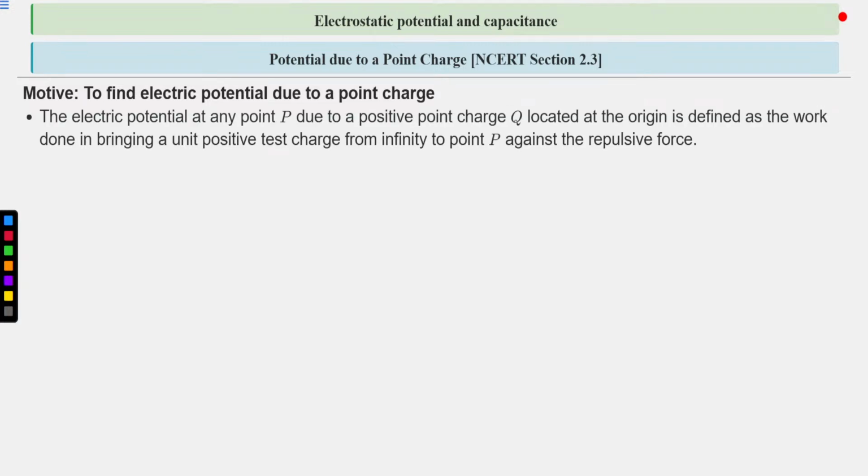Now to find the electric potential due to a point charge. The electric potential at any point P due to a positive point charge Q located at the origin is defined as the work done in bringing a unit positive charge from infinity to point P against the repulsive force. This is the definition again. Now there will be a diagram, you will understand better. I will explain this again.